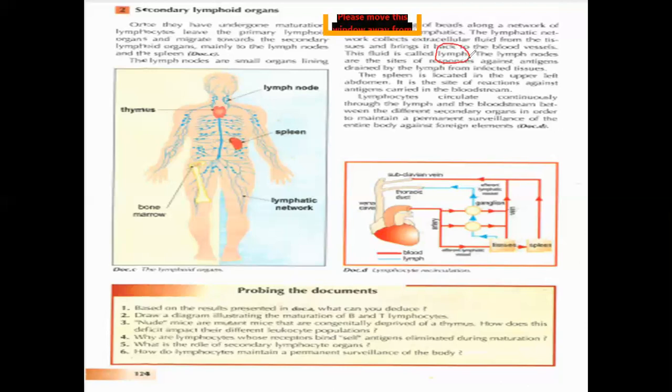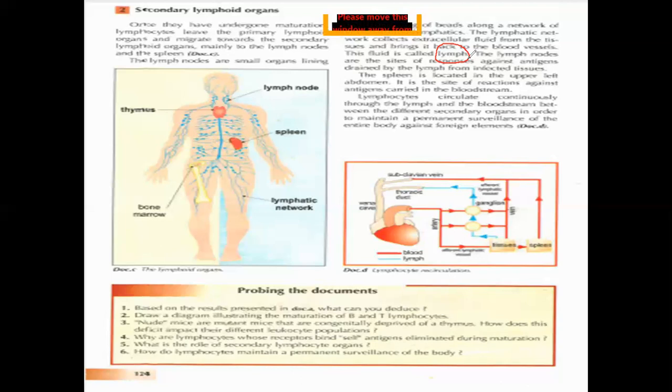The lymph nodes are the site of responses against antigens drained by the lymph from infected tissues. However, the spleen is located in the upper left part of the abdomen, at the site of reaction against infections or antigens carried in the blood. So we said: spleen against blood infection, lymph node against tissue infection.